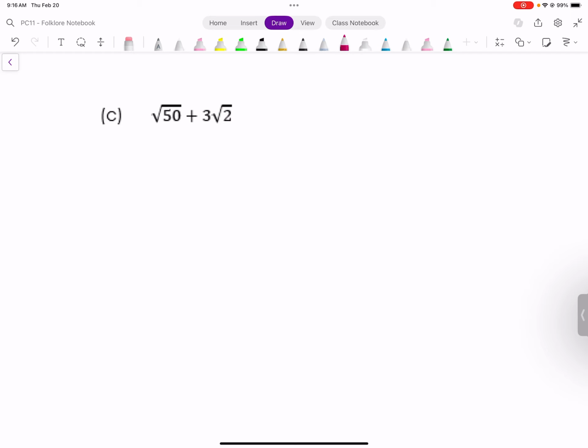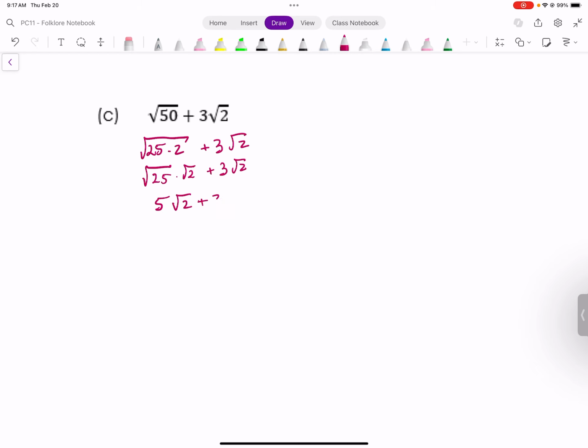So root 50, I would decompose this in the following way. I ask myself, does there exist a perfect square that is a factor of 50? Yeah, definitely, and that's 25. 25 times 2, plus 3 root 2. I get to simplify my radical on the left-hand side. Pardon me, I may have skipped a step there. It simplifies into the root of 25 times the root of 2 plus 3 root 2. Now root 25 times root 2 simplifies into 5 root 2 plus 3 root 2.